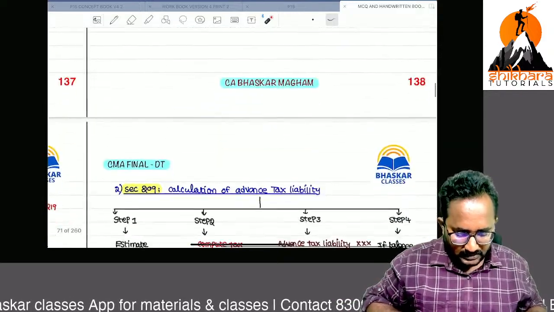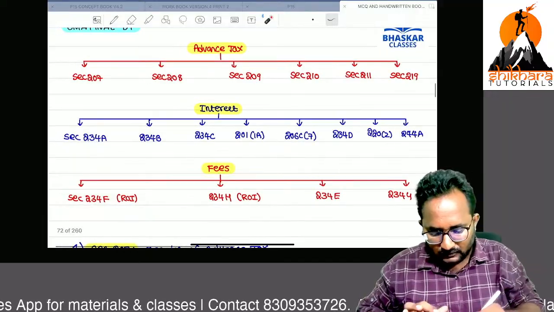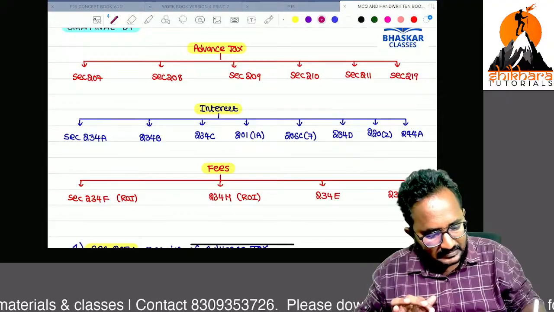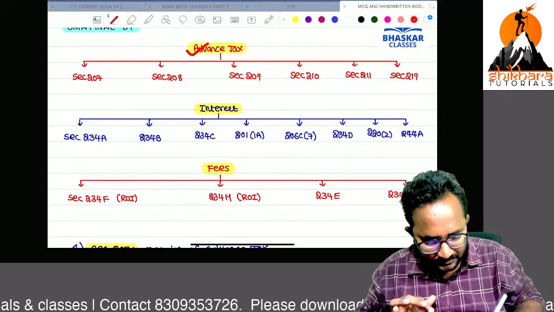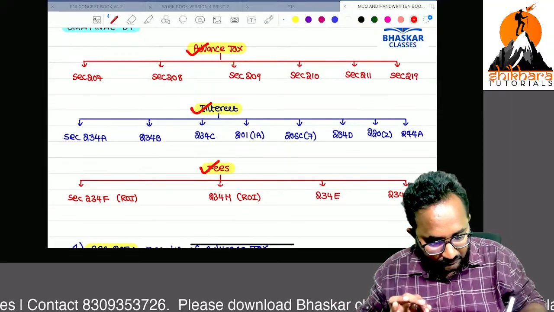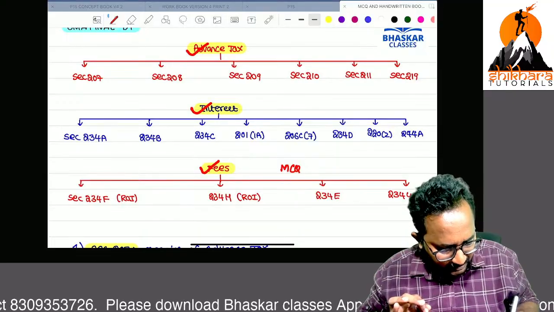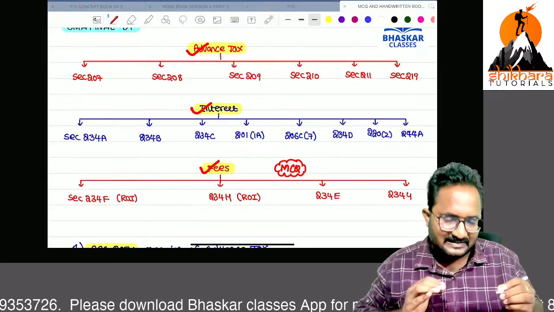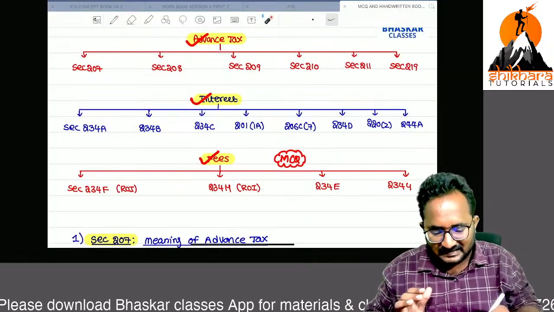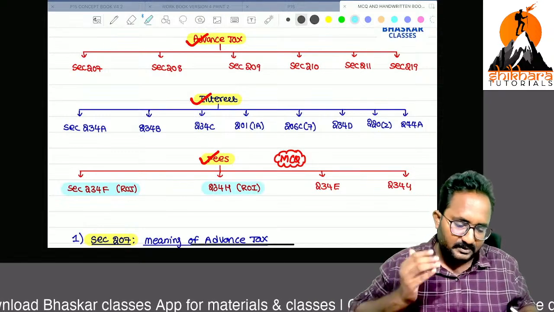Now, in this chapter, we have to discuss 3 parts. First, advance tax. Second is interest. Third is related to fees. We are getting MCQs frequently from these fees because every student ignores this portion of the chapter. Hardly we have just 4 sections, and 2 of these sections are already covered in the return of income itself.